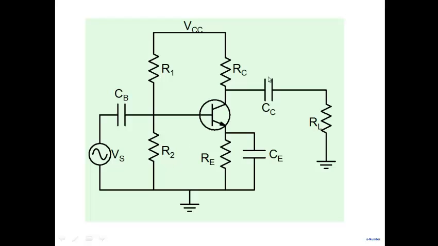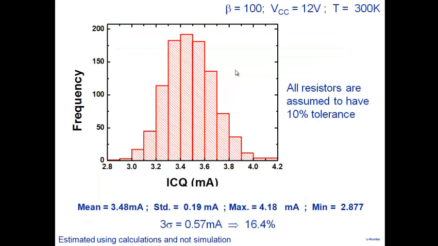Given a value of R1, R2, RC, and RE, I can, using a formula, calculate what ICQ is. Given all the values, RC, R1, R2, beta, I can calculate ICQ. But now what I do is, I make RC a random number. Its nominal value is 2.2K. I make RC a Gaussian random variable. MATLAB and all that will allow you to do a Gaussian random variable. So what I get is 1,000 values of RC.